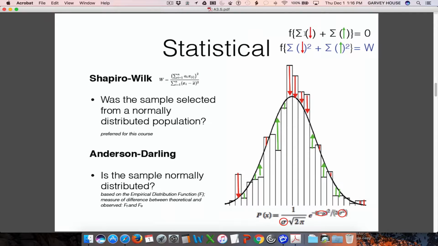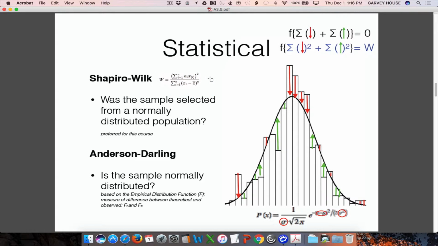What I have up here at the top is just a conceptual formula, and what I'm trying to convey is that if you just sum the deviations in green and the deviations in red, those are going to sum to 0. That's why you need to sum the squared deviations, and then that will not sum to 0. That's essentially what the Shapiro-Wilk formula is doing, which is the W statistic. And here is an example of what that formula looks like.